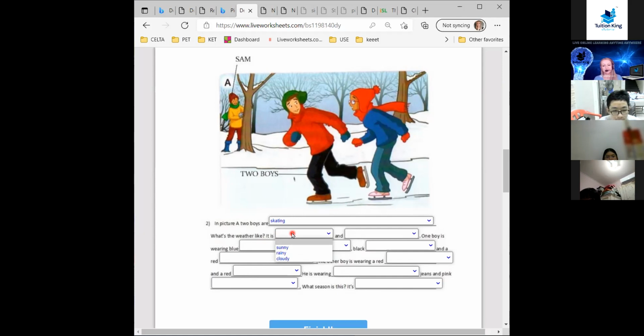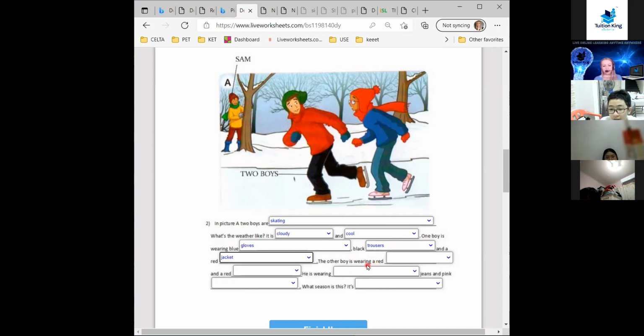What's the weather like? It is cloudy and cold. All right. Perfect. One boy is wearing blue gloves, black trousers, and a red jacket.